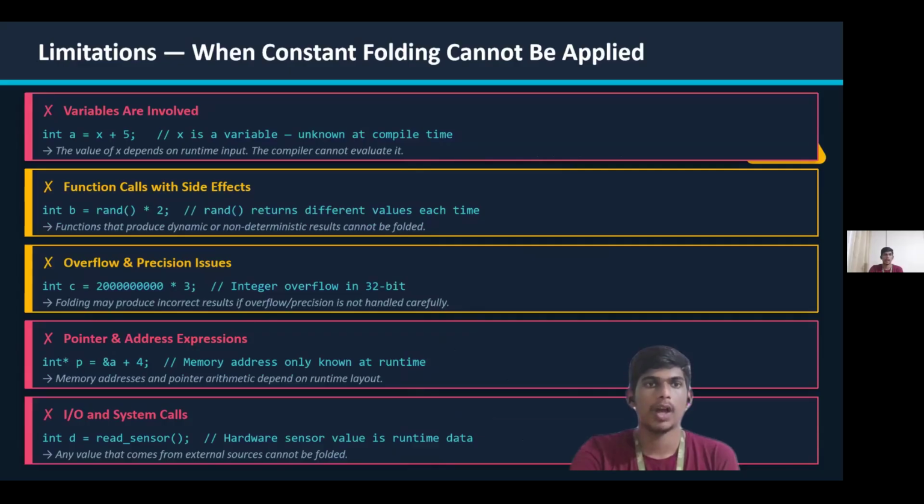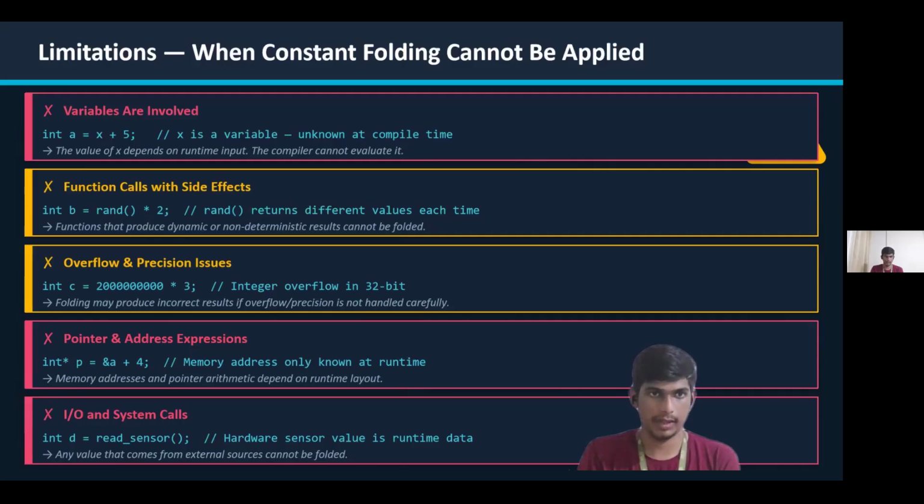And coming to the limitations, there are multiple limitations. Now let's see some of them. When we use constant folding, there are some situations where it cannot be applied. Suppose variables are involved. If a equals x plus 5, here x is a variable, and it is unknown at compile time. The value of x depends on runtime input, so the compiler cannot execute it beforehand. In this case, constant folding cannot be applied.